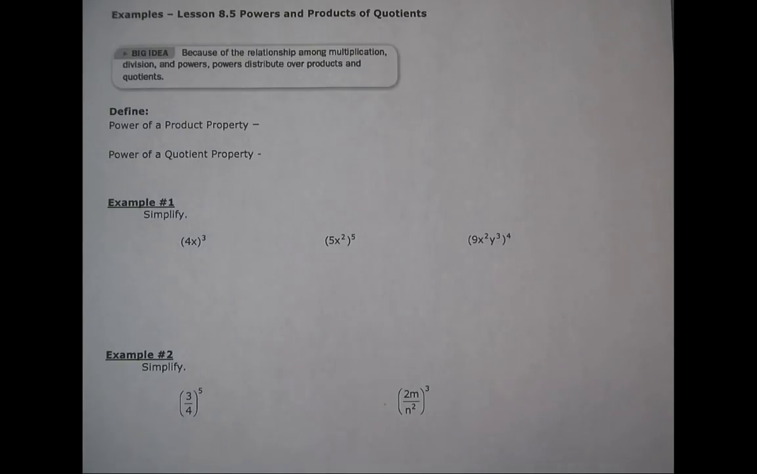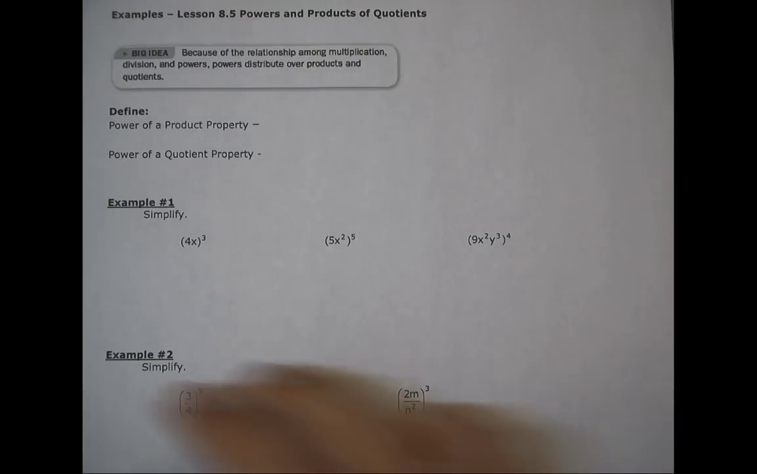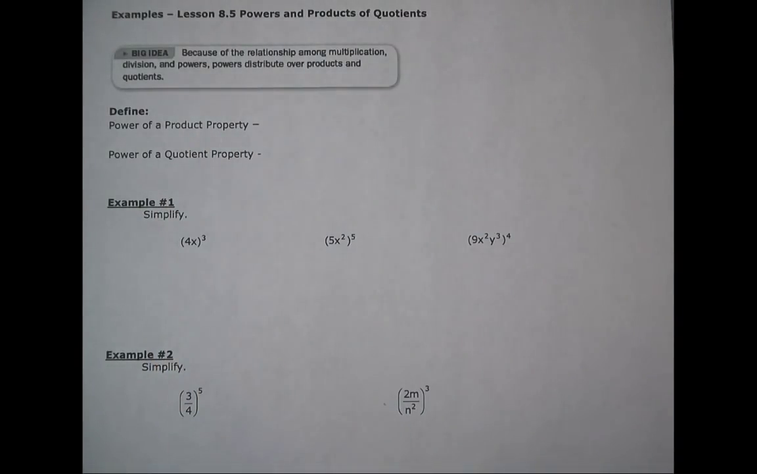So lesson 8.5, we're going to be continuing with our work on exponents and be looking at powers and products of quotients. And so our big idea is because of the relationship among multiplication, division, and powers, exponents distribute over products and quotients. So you'll find that we've actually already touched on most of this. We kind of just looked ahead and prepped you for this without actually diving fully in.